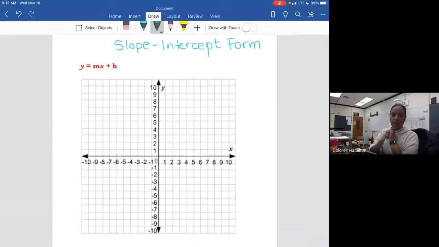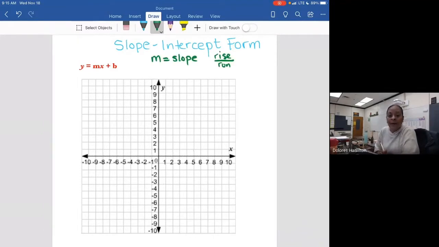This unit, we are still working with lines, and more specifically, we're going to focus on that slope-intercept form. So in the last section, we worked a little bit with transforming equations to put them in slope-intercept form. Now we're actually going to graph those lines using our knowledge of slope-intercept form.